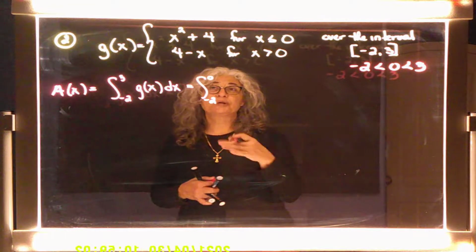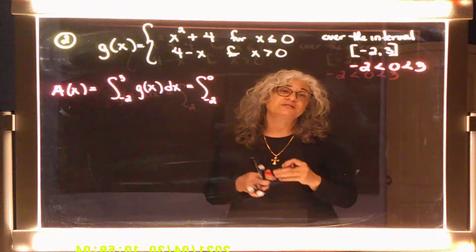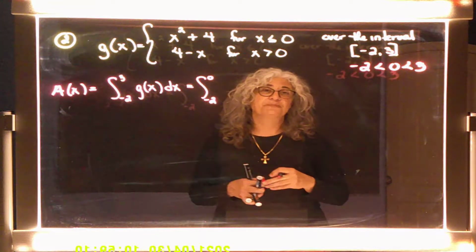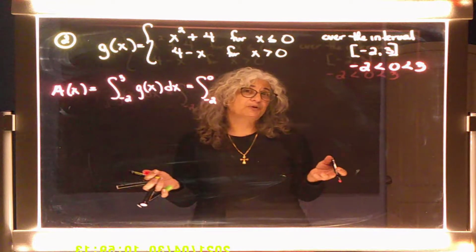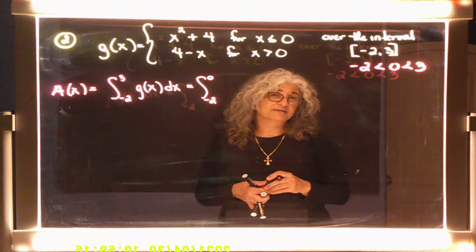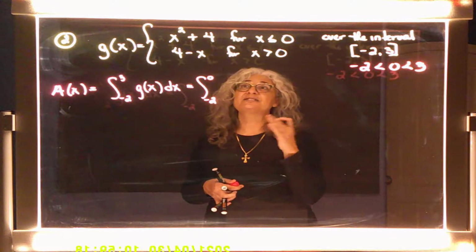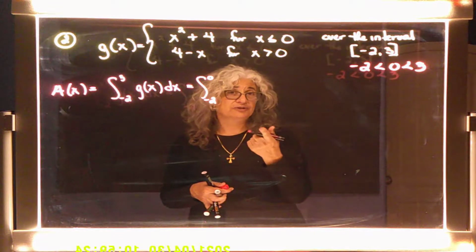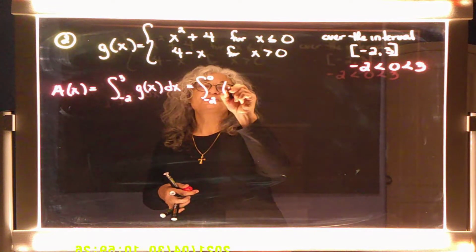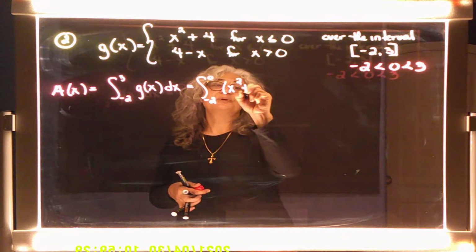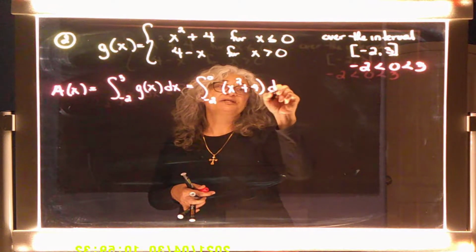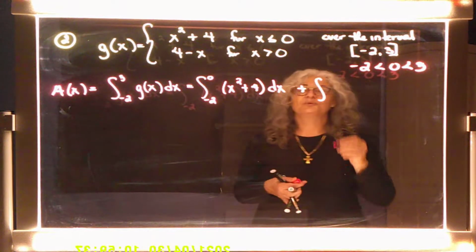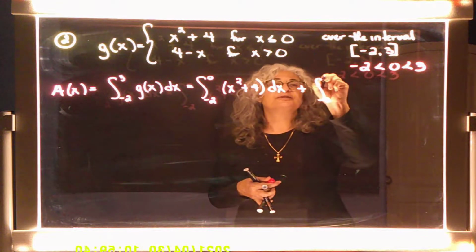Now, which piece of this piecewise function uses the numbers from negative 2 to 0? Is it the first piece, x squared plus 4, or the second piece, 4 minus x? Good, it's the first piece, x squared plus 4, because it says to use that piece for x less than or equal to 0, correct? So my first integral from negative 2 to 0, we are going to anti-differentiate the x squared plus 4 with respect to x.